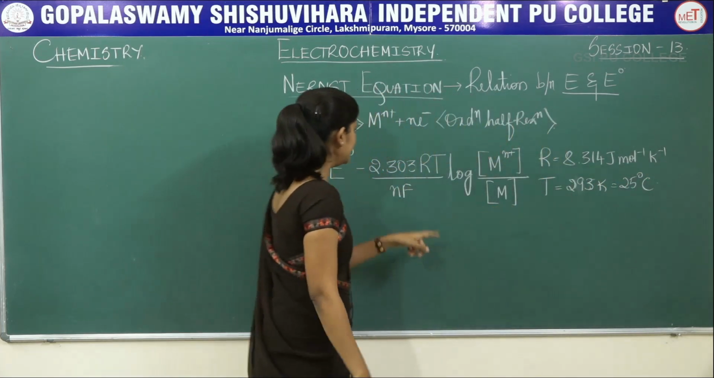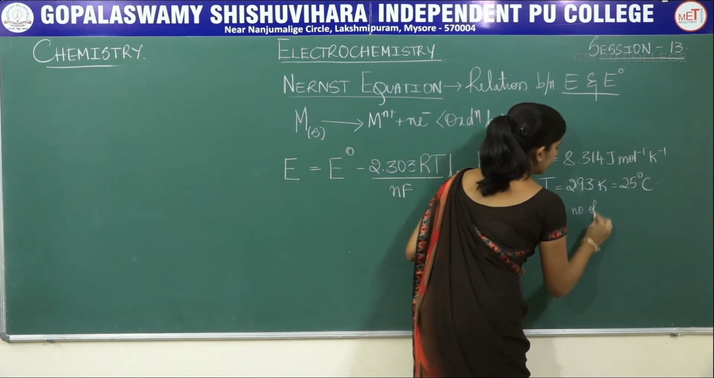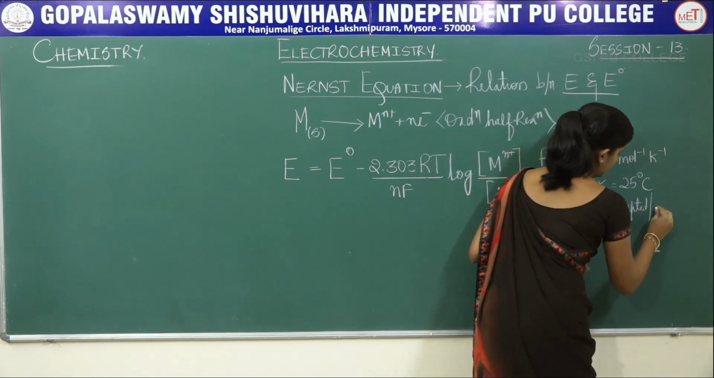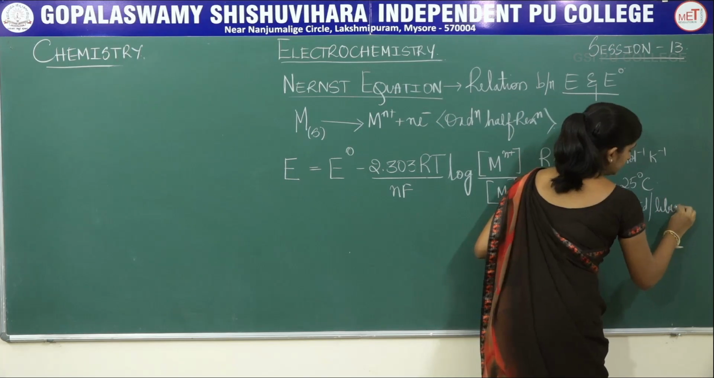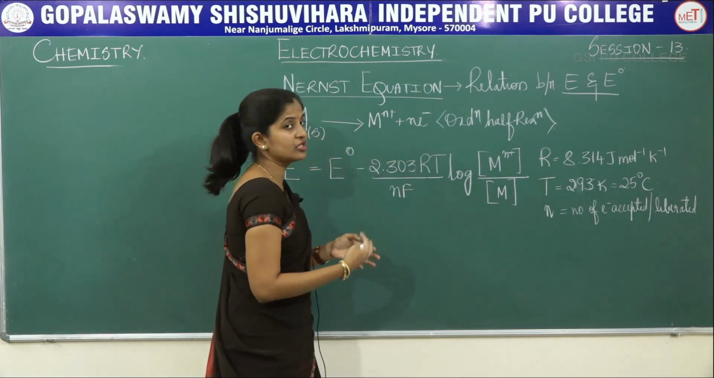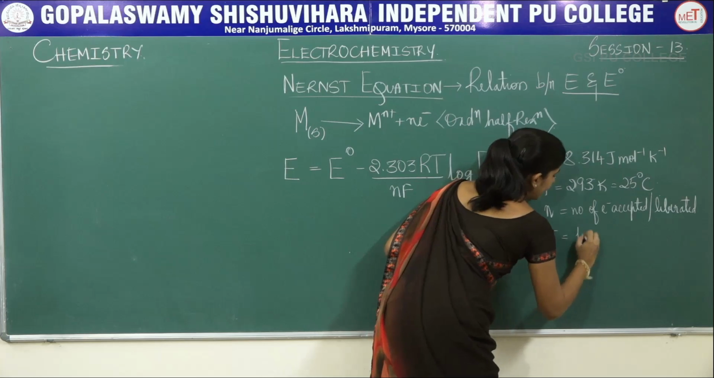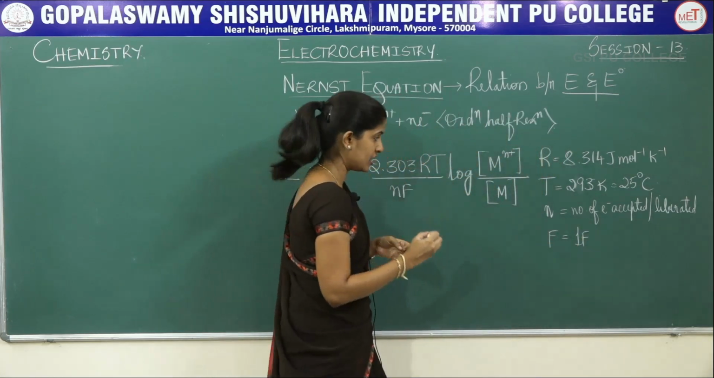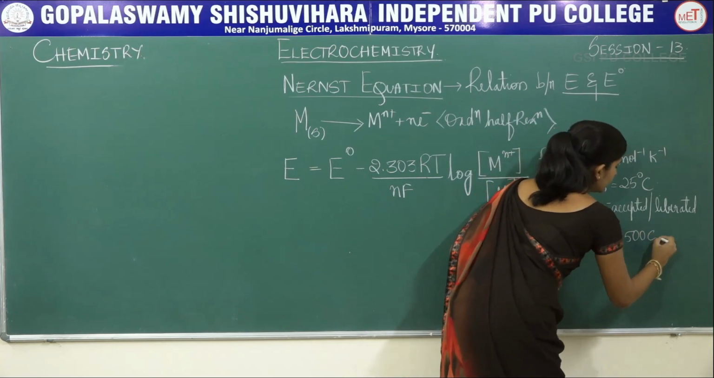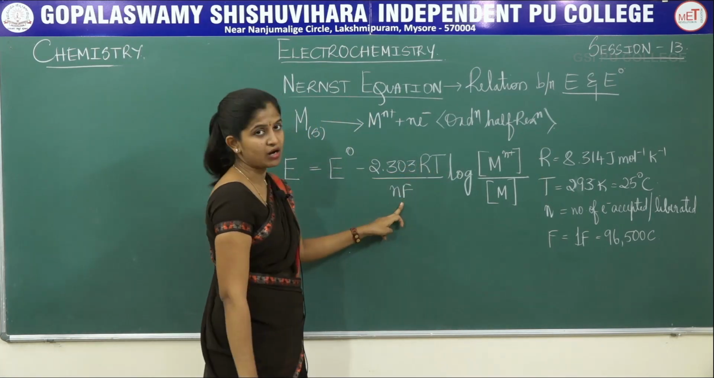n is your number of electrons accepted or liberated, or number of electrons changed in the reaction. Then F is equal to 1 Faraday, that is the charge of 1 mole of electrons, that is equal to 96,500 coulombs. So these all are your constants, R, T and F are your constants.